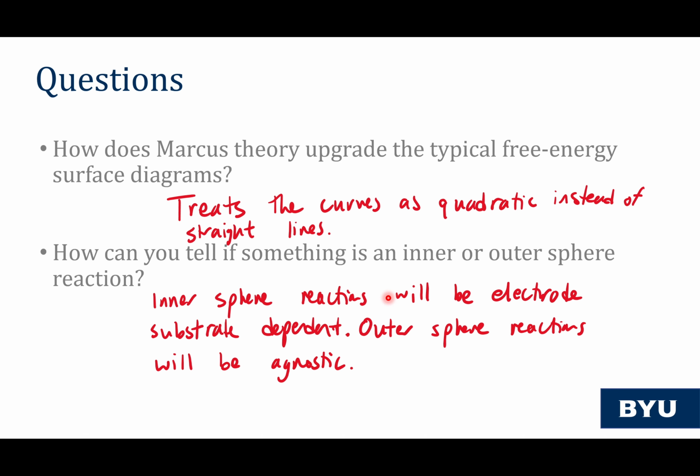Okay, so how does Marcus theory upgrade from typical free energy surface diagrams? What it does is it treats the curves as a quadratic expression instead of as a straight line expression. And the next is, how could you tell if something is an inner sphere or an outer sphere reaction? Well, an inner sphere reaction occurs at the electrode. And so, as you might guess, if you change the electrode substrate, how your reaction proceeds will actually change. Whereas an outer sphere reaction will be largely independent of what your electrode is made of.